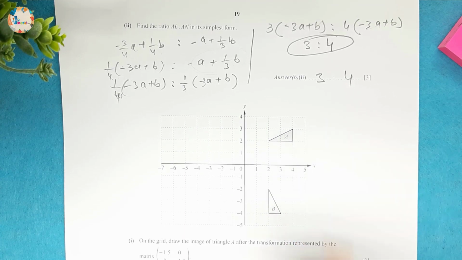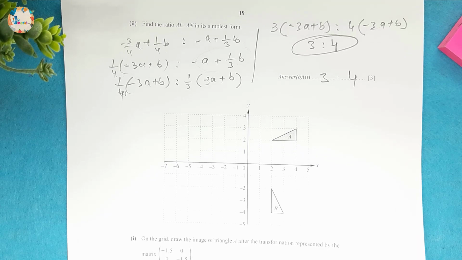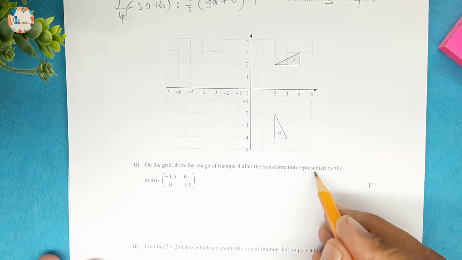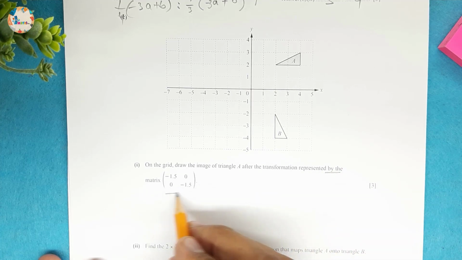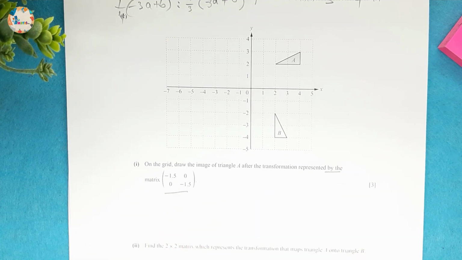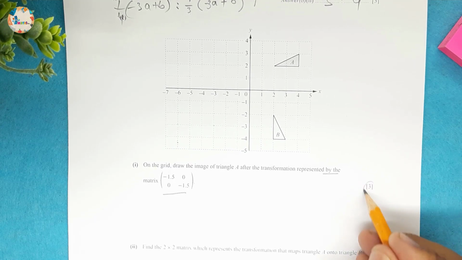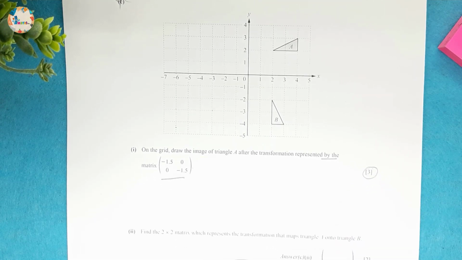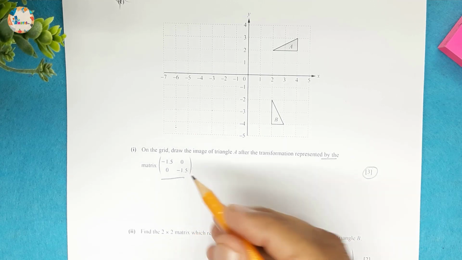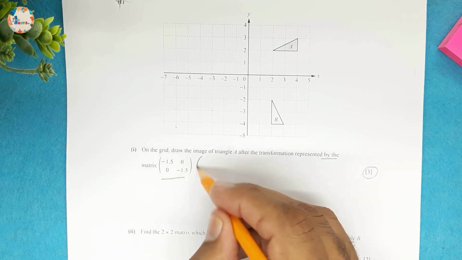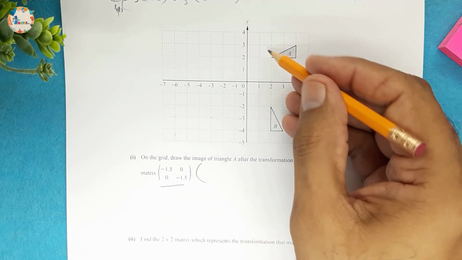This is basically A, B. The triangles are provided on the grid. Draw the image of triangle A after transformation, represented by this matrix. So we have to draw the transformation. One method is basically direct, but this is a 3-mark question, so I would like to apply the multiplication method. This matrix will be multiplied by the coordinates of A.